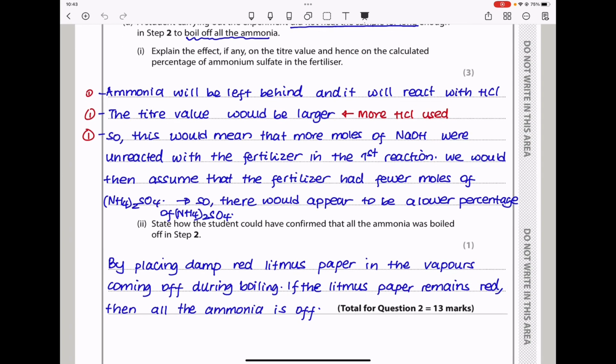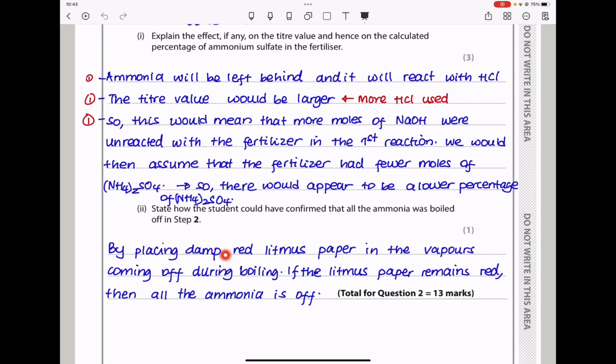So lastly here they say, state how the student could have confirmed that all ammonia was boiled off in this experiment. Use damp red litmus paper. If it remains red, then you know all the ammonia has gone off. So I said by placing damp red litmus paper in the vapors coming off during boiling, if the litmus paper remains red, then all the ammonia is off.